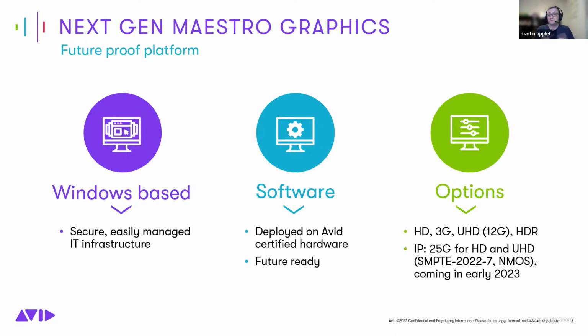Now, some of the options for video I/O that we have are for HD, 3G, and UHD as SDI formats. And starting from early 2023, we'll have IP support as well, with 25G output capable boards.